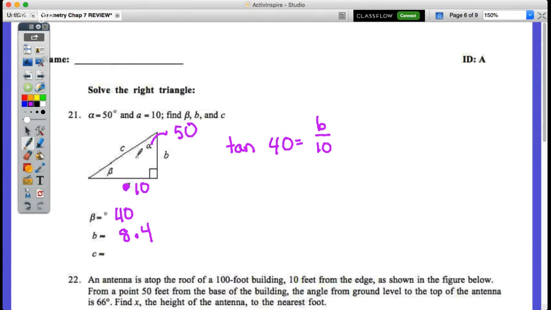And then for C, I have a 40-degree angle. Oh, you know what? I should have used the 50 because that's what they gave me. You'll still get the same answer, but I'm going to correct it here. I'm going to use a 50-degree angle. I have opposite over hypotenuse, correct? That's sine. So what's the sine of 50?